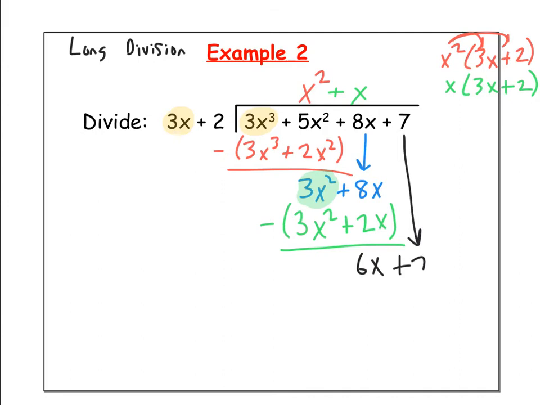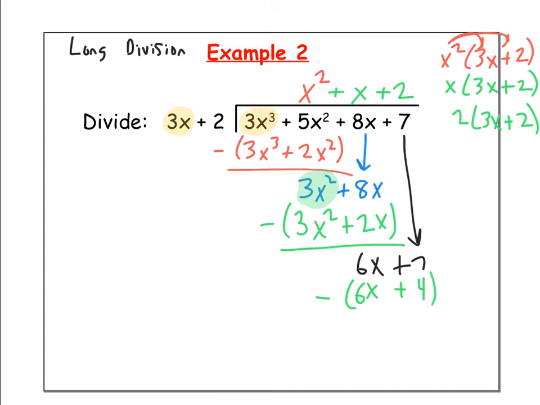And now we're going to do the process one more time and say how many times does 3x go into that 6x? Okay, so 3x times what will get 6x? It's going to be a positive 2. Okay, so we're going to multiply the 2 that we just got times the 3x plus 2. So that's going to get me 6x plus 4.